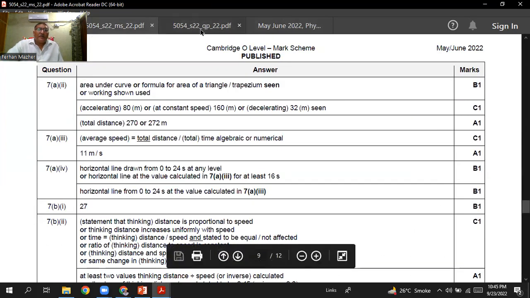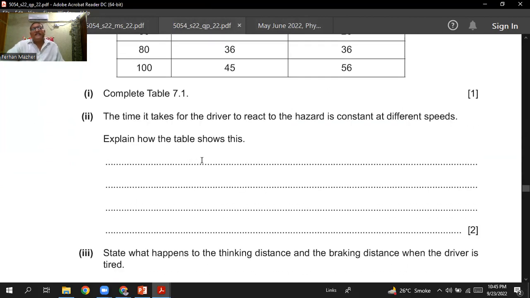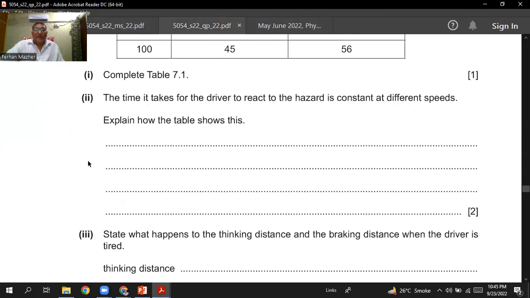Here you go. Now you see, it says the time it takes for the driver to react to the hazard is constant at different speeds. Explain how the table shows this.